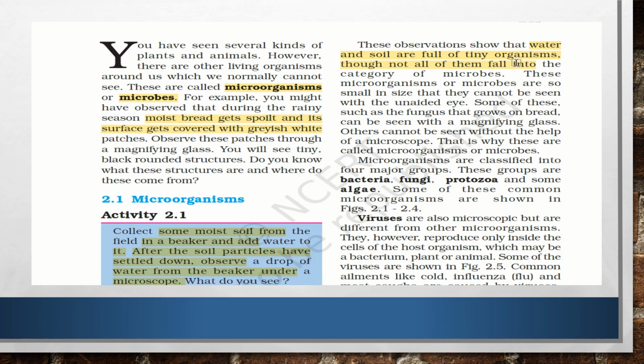These microorganisms are so small in size that they cannot be seen by the unaided eye. Some of them are also fungus that grows on bread, which can be seen in a magnifying glass. The others cannot be seen without the help of a microscope. So the microscope is the instrument which is used to see the microorganisms.